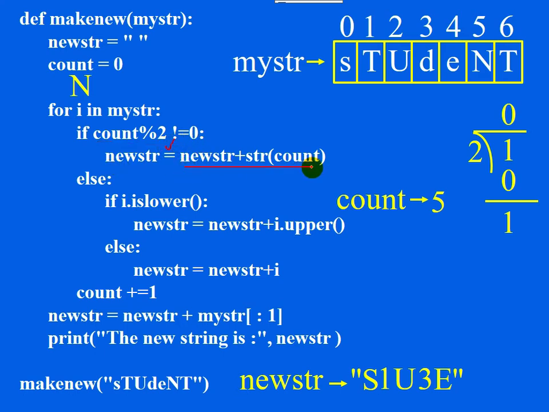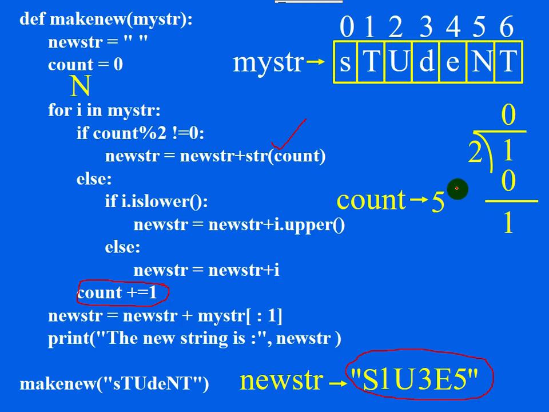Assignment operator, right hand side should be assigned to left hand side. What does the new string variable contain? The string S1U3E. That should be concatenated with what count contains, 5. What is str of 5? str is a built-in function. Integer 5 is converted to string 5. So this new string S1U3E is concatenated with the string 5, which means here you get S1U3E5.